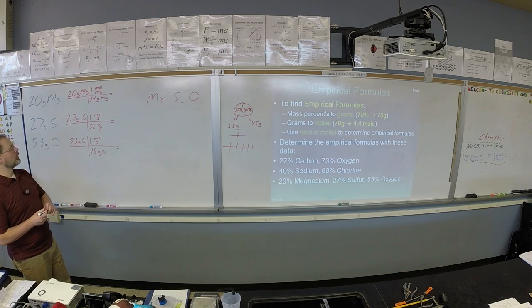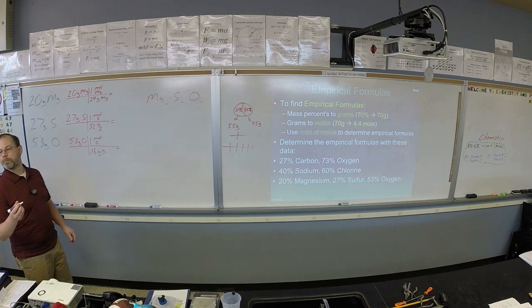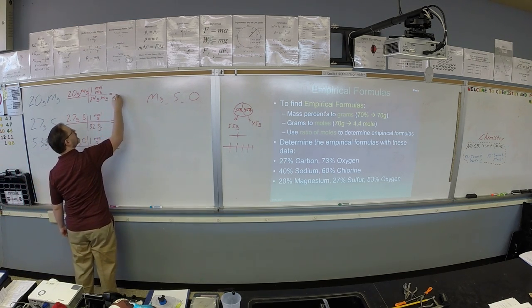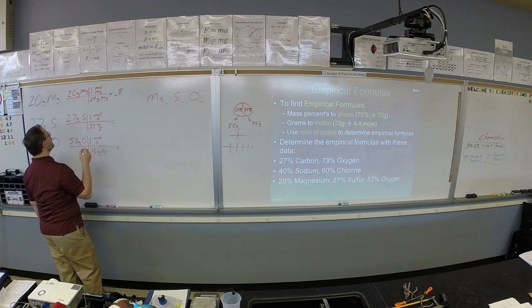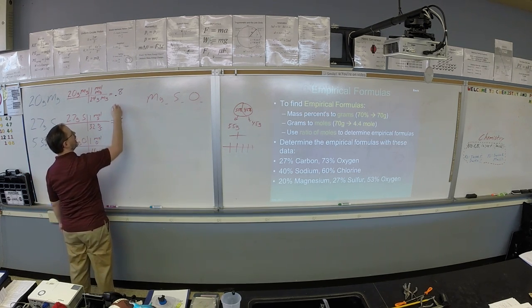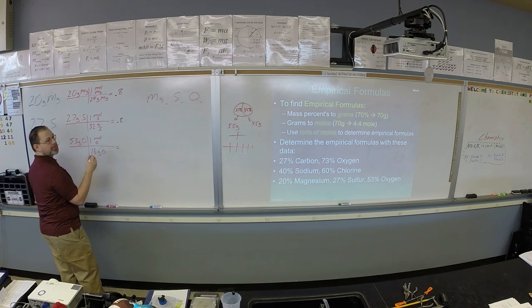What do we get for moles for magnesium? About 0.8. All right. And what do we get for sulfur? 0.8 again? Okay, that's nice. They're going to be the same number. And what do we get for oxygen?